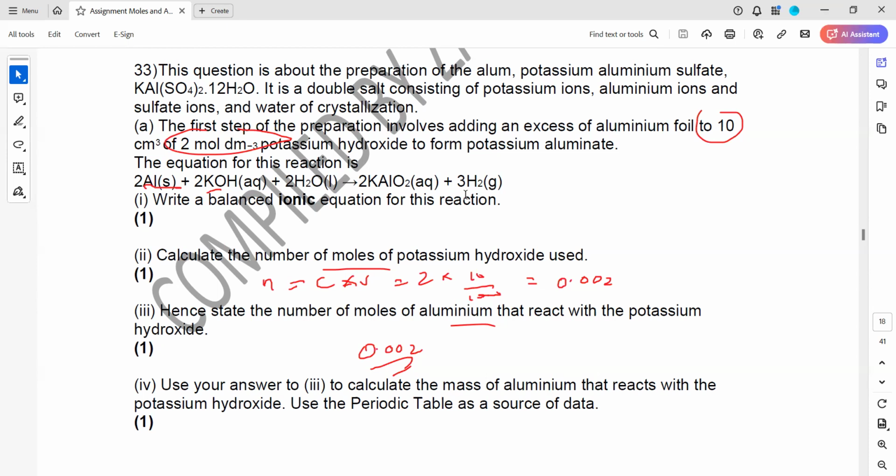Use your answer to calculate the mass of aluminium that reacted. Use a periodic table as a source. So we have the moles, we need the mass in grams. That is moles multiplied by the molar mass. In this case, the molar mass is the atomic mass. So 0.002 multiplied by aluminium, which is 27 from the periodic table you have to use. So this will give us 0.54 grams of aluminium.